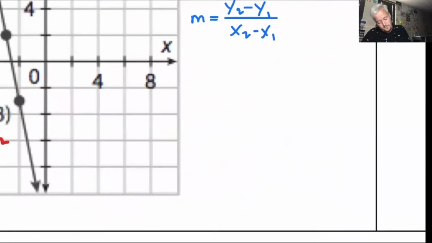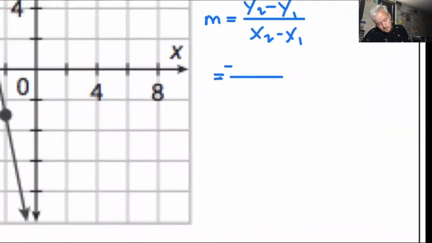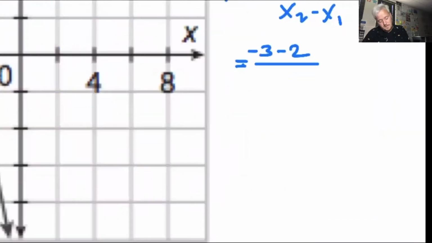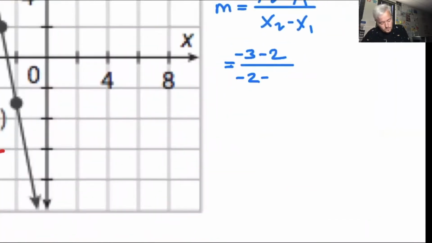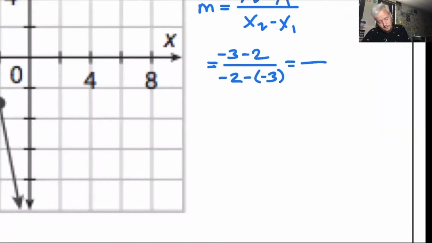All right, so y2, that'd be negative 3 minus 2, over negative 2 minus negative 3. You have to be very careful here whenever we're doing negatives. If I'm doing negative 3 minus 2 in the top here, negative 3 minus 2 gives you a value of negative 5.